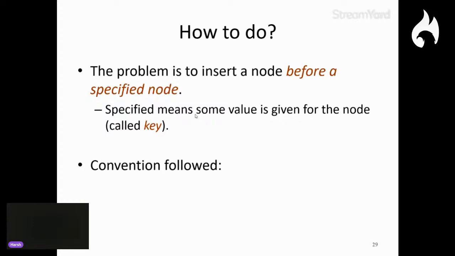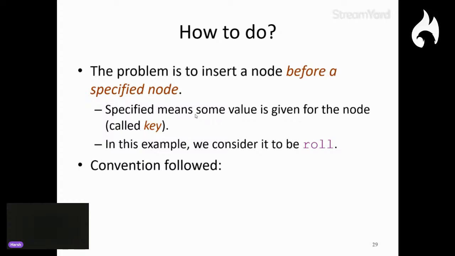Specified means some value is given for the node, called the key. We are looking for a specific node with a specific value. We'll be searching, and if this node's value is equal to the key, we will be inserting a new node before this node.